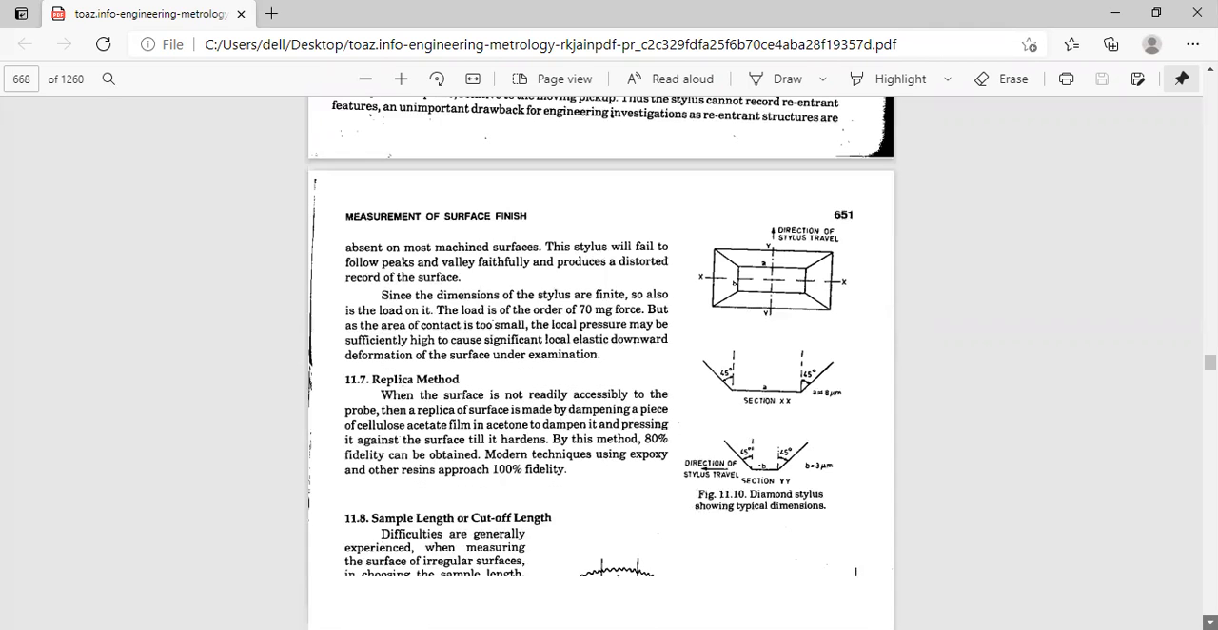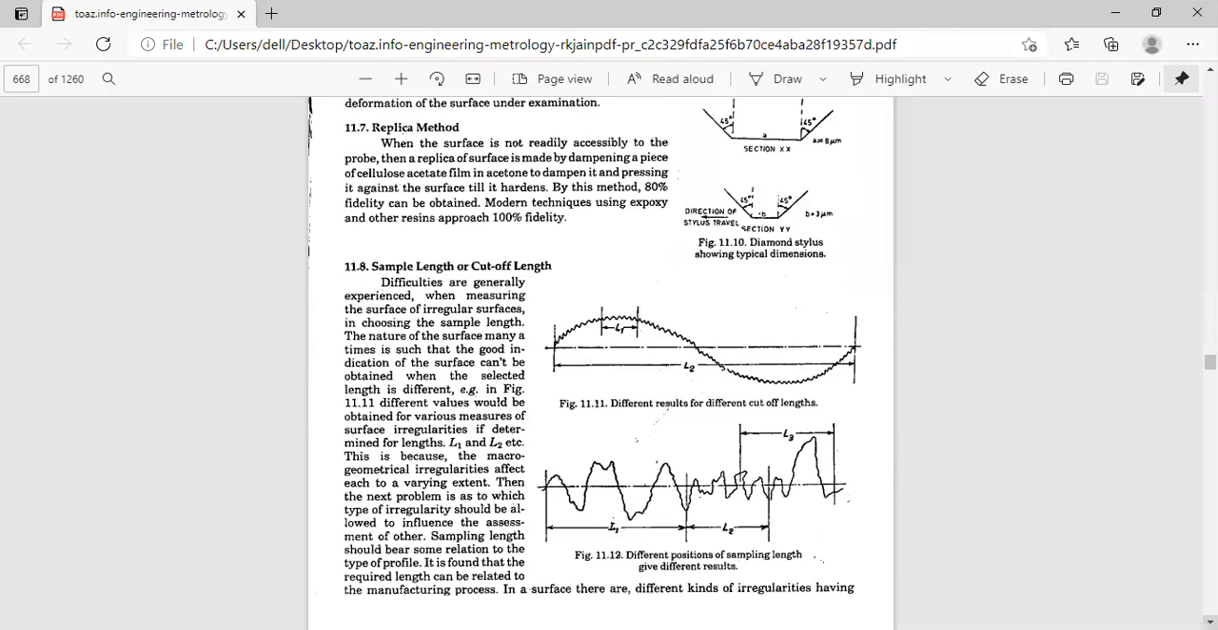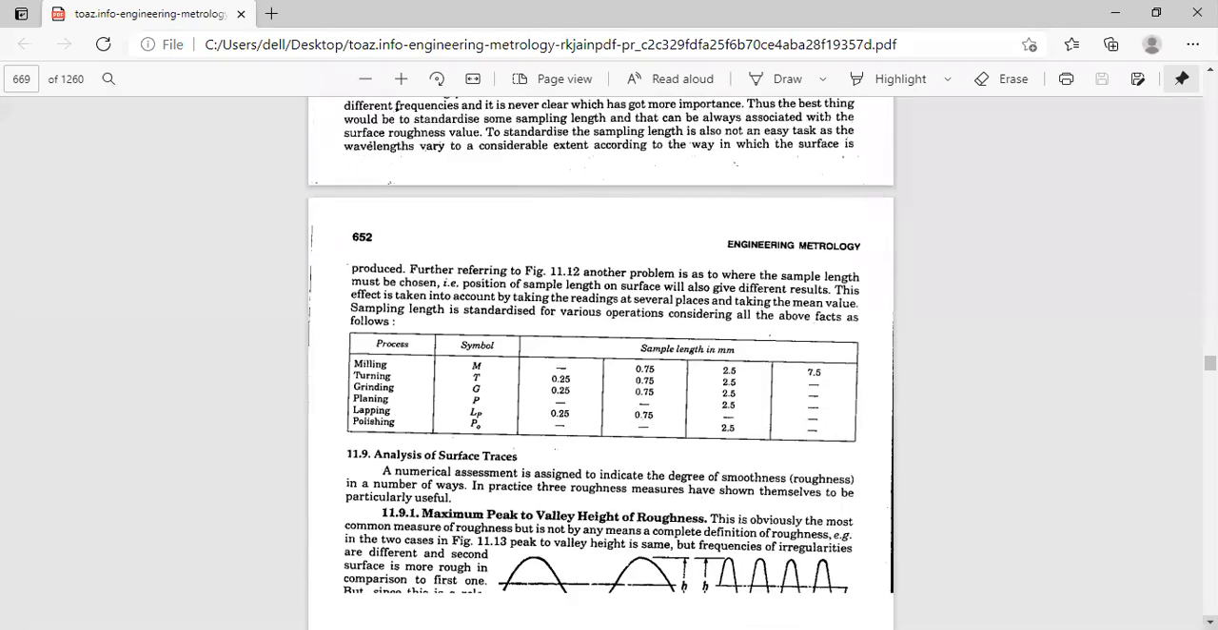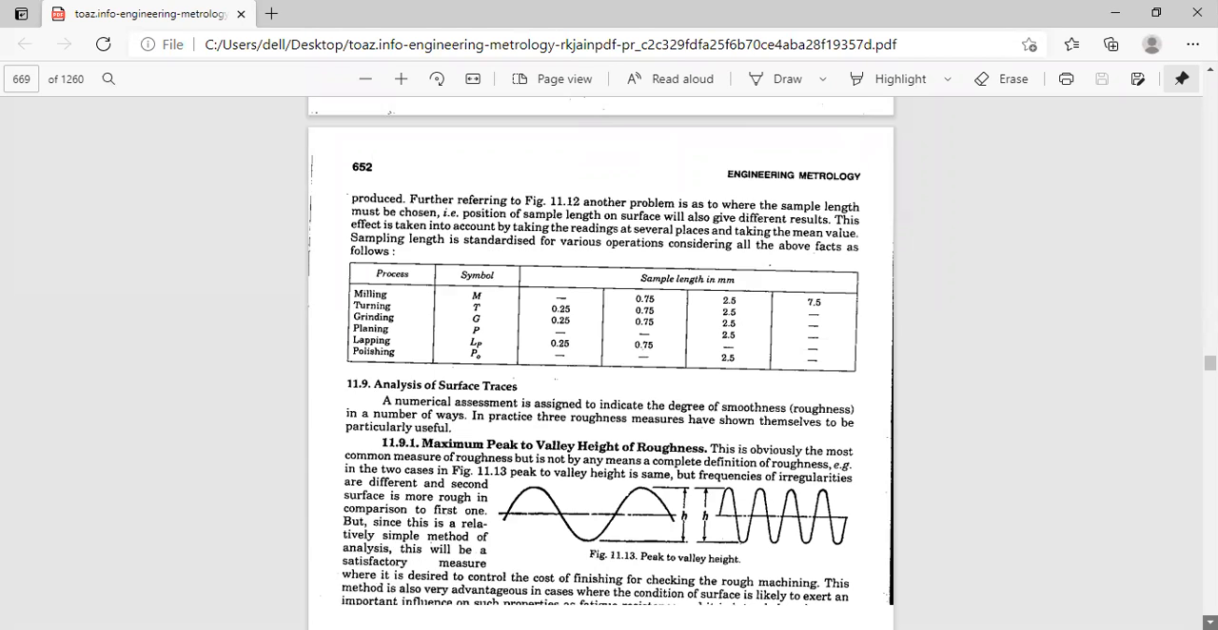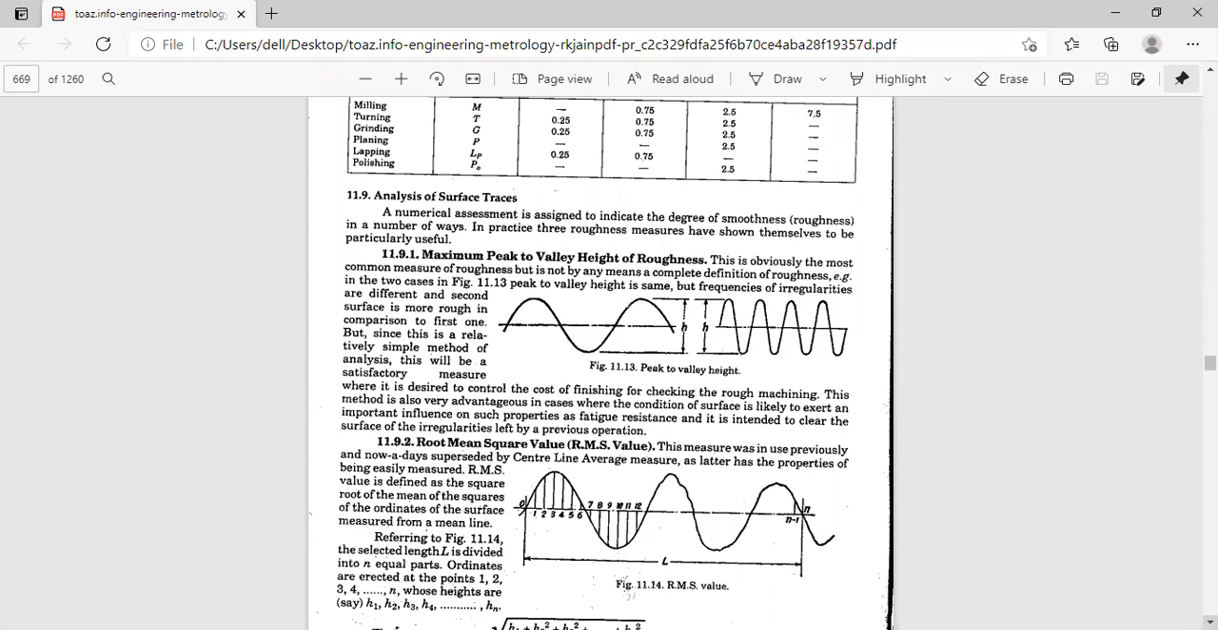So when the replica method is not there, I want to go to the features of the stylus instruments. And before that, already we have discussed the sampling length in one of the PPTs. For milling the symbol is M, turning P, grinding G, and so on. And what are the sampling length values? Already we have discussed this. So we will go for the analysis of surface traces.